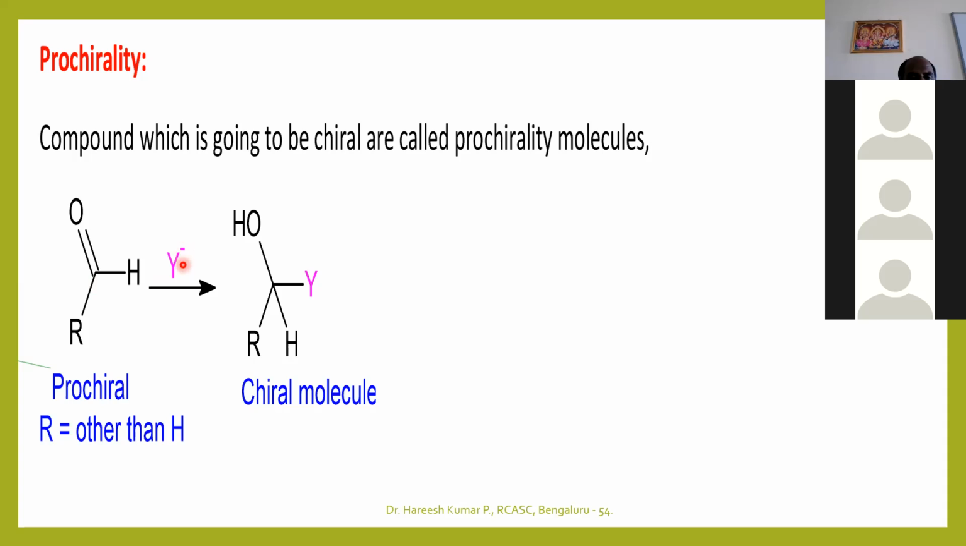And one more thing here, you can observe that the nucleophile can attack from this side. It can also attack from this side. So if it attacks from this side, you will get one enantiomer. If you attack from the other side, you will get the other isomer.